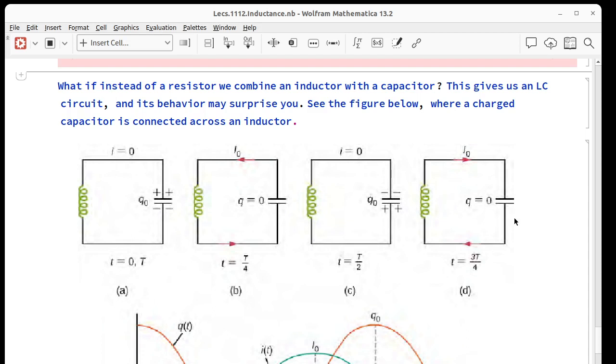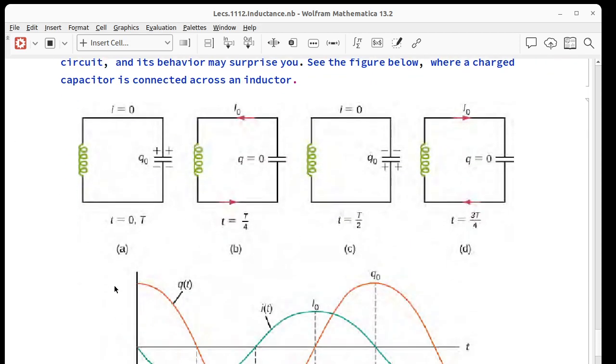Then the current starts back that way. And of course the inductor fights it, but eventually it establishes a current. And by the time the current is stopped, we're back to where we were with a charged capacitor in the original configuration. The time here for this to happen once is called one period, and it's capital T in this picture.